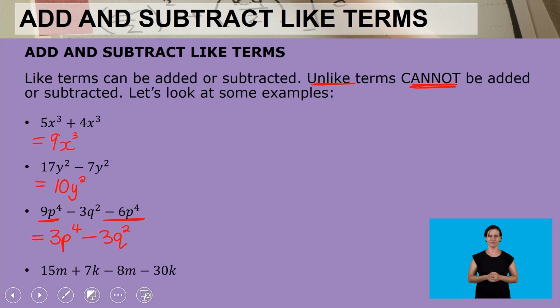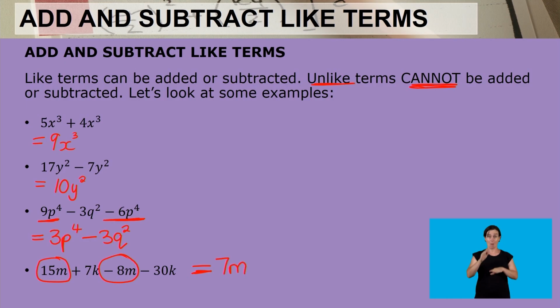Let's look at this last one here, and we are going to say 15m plus 7k minus 8m minus 30k. Now, are there like terms? Yes, we have a 15m and a minus 8m. So we are going to subtract those two. 15 minus 8, of course, we know that is going to give us 7m.